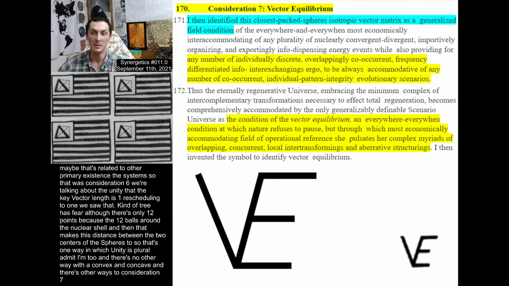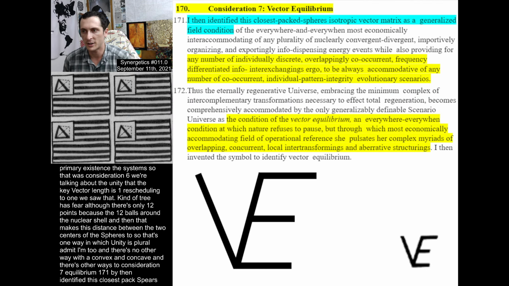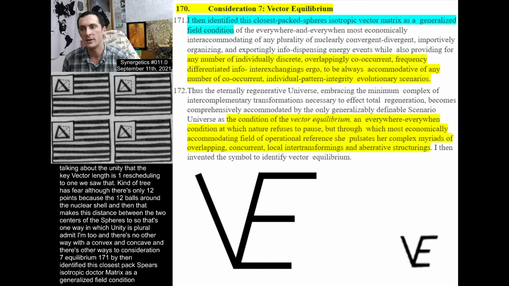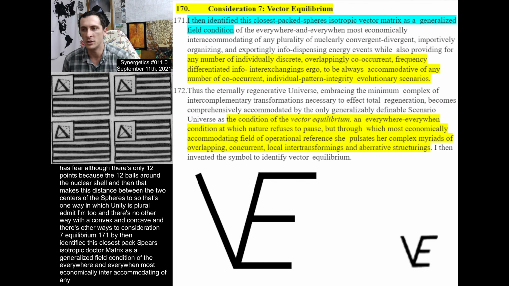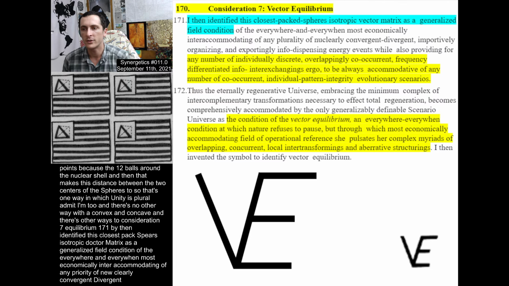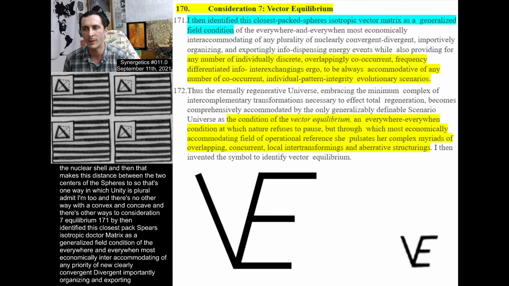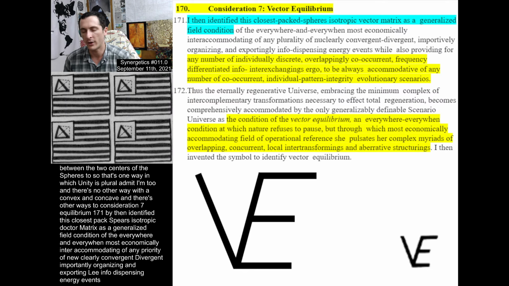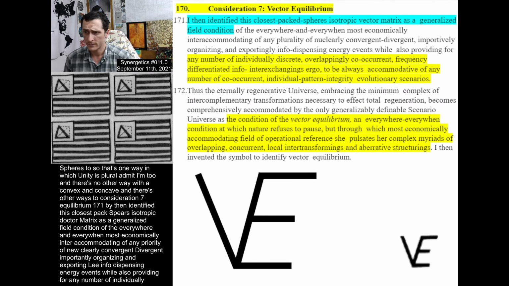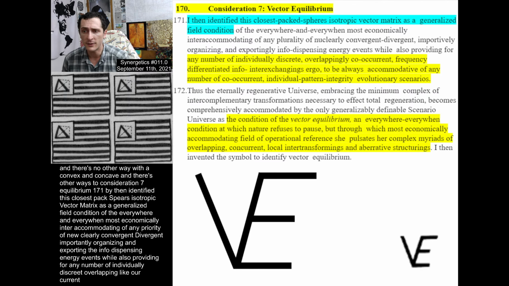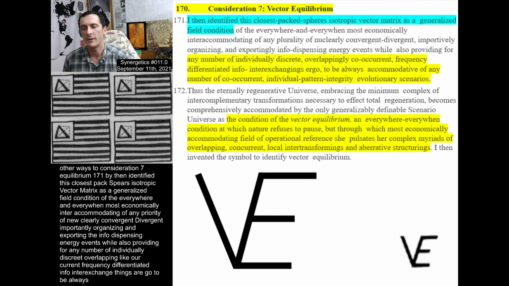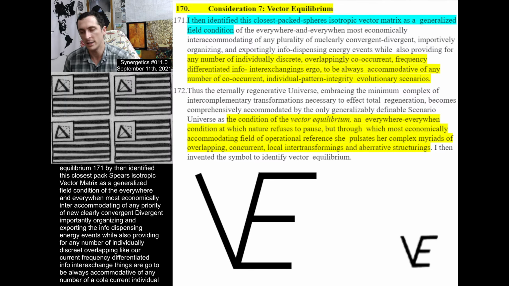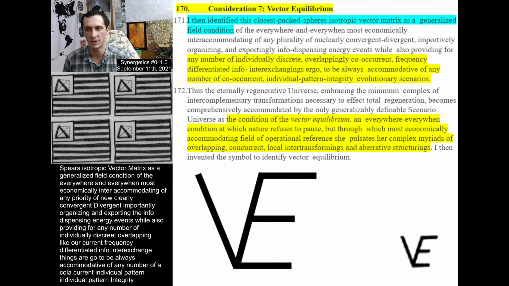Consideration 7, vector equilibrium. 171. I then identified this closest packed sphere's isotropic vector matrix as a generalized field condition of the everywhere and everywhen most economically interaccommodating of any plurality of nuclearly convergent divergent, importively organizing and exportingly info-dispensing energy events, while also providing for any number of individually discrete, overlappingly co-occurrent, frequency differentiated info-inter-exchangings, ergo, to be always accommodative of any number of co-occurrent individual pattern integrity evolutionary scenarios.